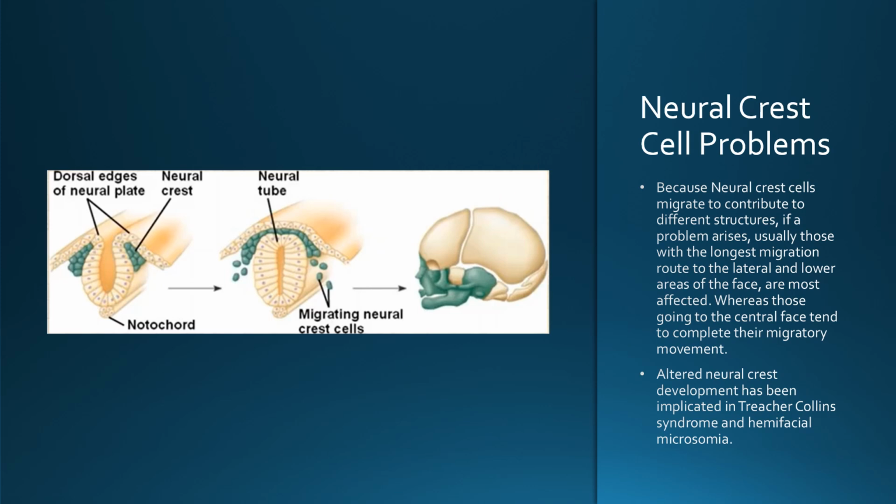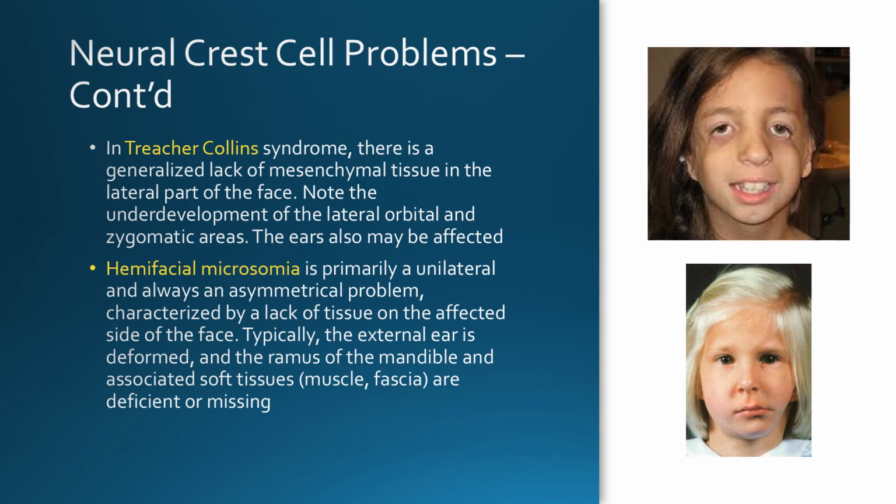So as you can see, this is Treacher-Collins syndrome. Okay, there is a generalized lack of mesenchymal tissues in the lateral parts of the face. Note the underdevelopment of the lateral orbit, of the zygoma, and sometimes even the ear. While in hemifacial microsomia, as the name says, it is hemifacial, it affects half of the face. Okay, and it is also characterized by lack of tissue on the affected side. Typically, the external ear is deformed, and the ramus of the mandible and the associated muscles and fascia are deficient or missing.